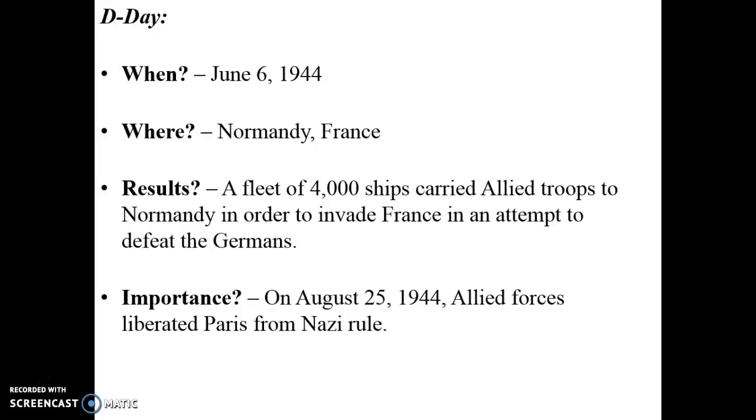June 6, 1944 is the date. As I said, it's in northern France in a place called Normandy. 4,000 ships are involved, with Allied troops coming in to storm the beaches. And by August of 1944, just a few months later, the Allied forces are successful enough to liberate Paris from Nazi rule, which is a hugely symbolic moment in the war.